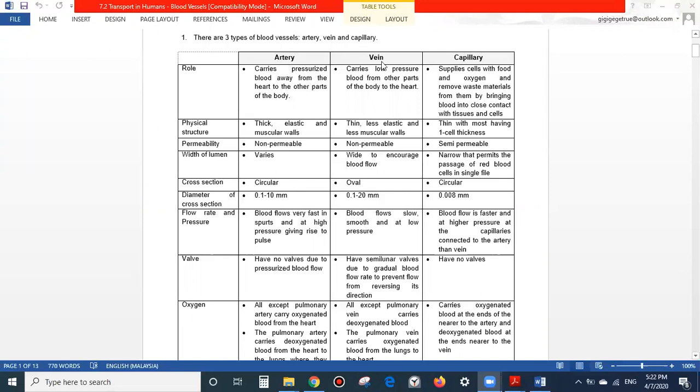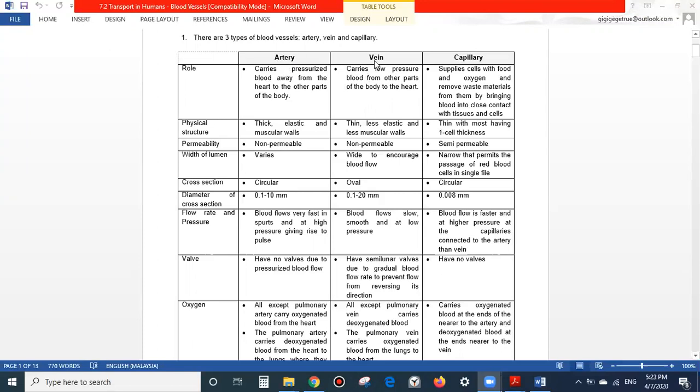The artery and vein are not defined by what they carry. They are defined by how they carry. That means, are they carrying blood away from the heart or towards the heart? So artery carries pressurized blood away from the heart to other parts of the body, while vein carries low pressure blood from other parts of the body to the heart. Okay, this is the definition.